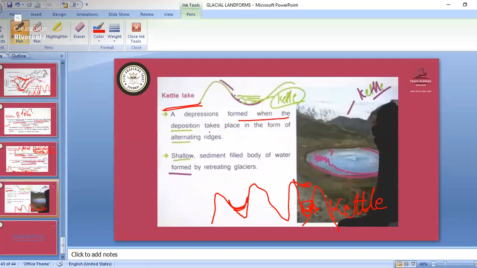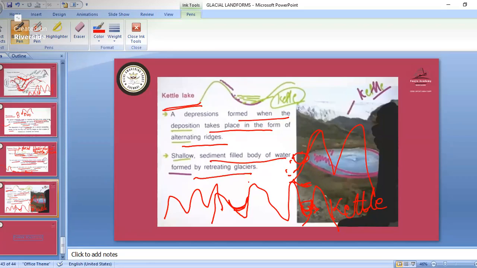A kettle is a depression formed when deposition takes place in the form of alternating ridges, as when moraine-type formation is happening. At some height in those places, a depression forms, and that depression gets filled by water. That is the Kettle Lake, a shallow sediment-filled body of water left by the retreating glaciers.